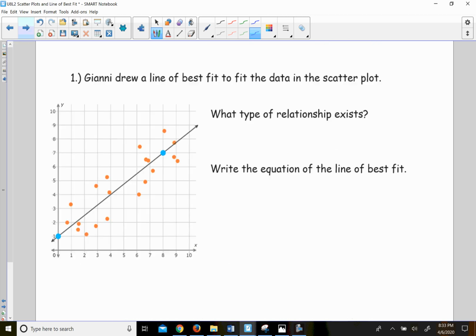All right, the next few examples, we're going to look at the line that's already drawn for us, and we're going to be able to figure out the equation of that line. So really, this is taking two skills that we already know and kind of putting them together. So first of all, what type of correlation do you see with all these orange dots? So as x increases, y is increasing. We're going to say it has a positive correlation.